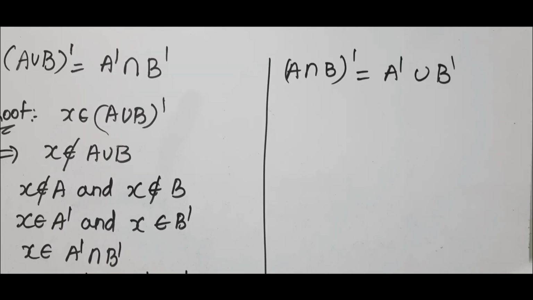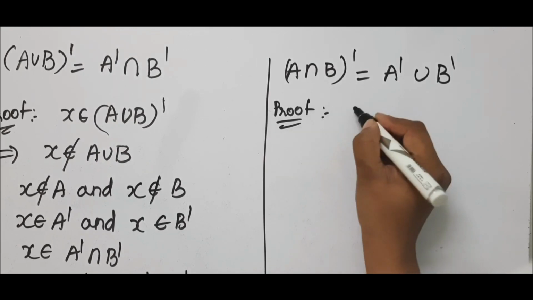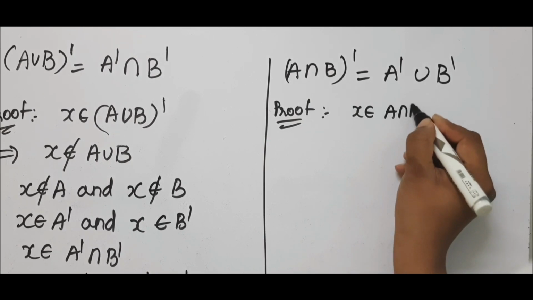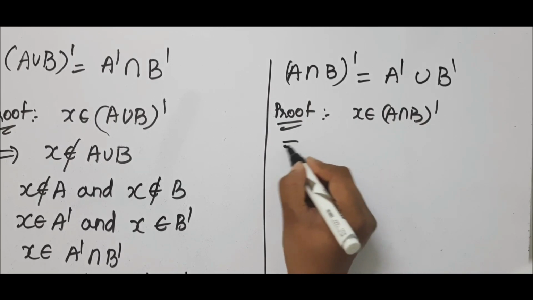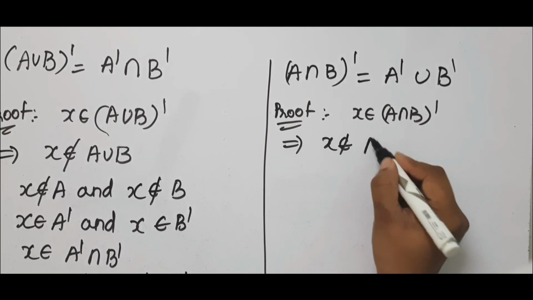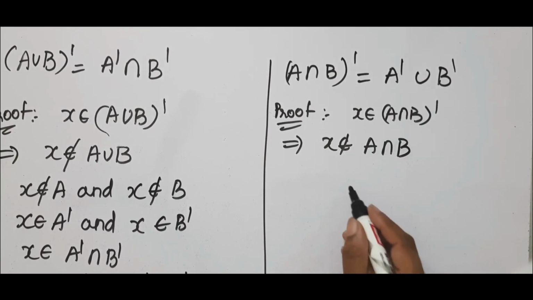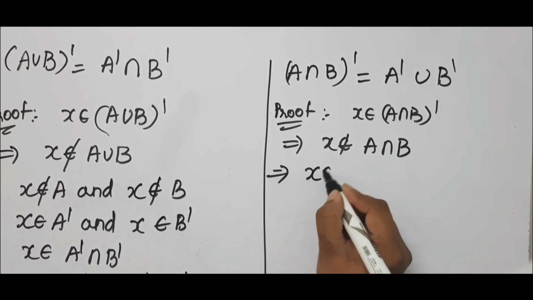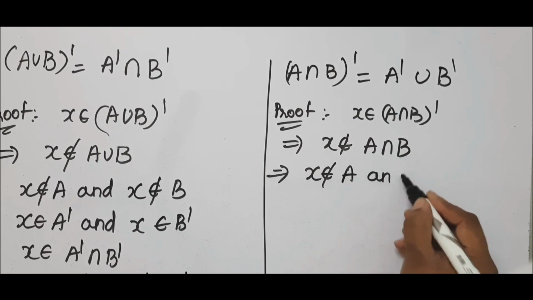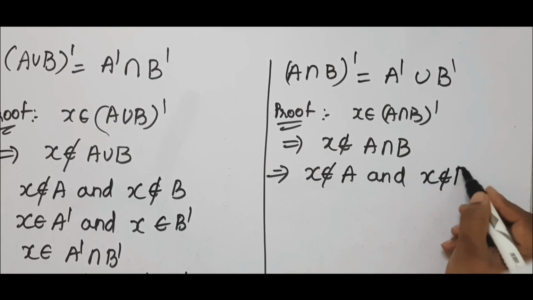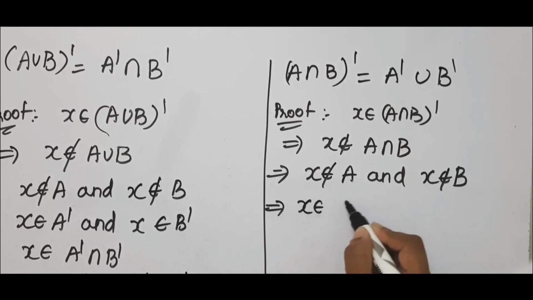Let us see. Proof. Let X be any arbitrary element that belongs to A intersection B whole complement. Okay. Then this can be written as X does not belong to A intersection B. Is it not? When X does not belong to A intersection B, it indicates that it does not belong to A, as intersection is there, and X does not belong to B. Is it not? So this can be written as X belongs to A complement.